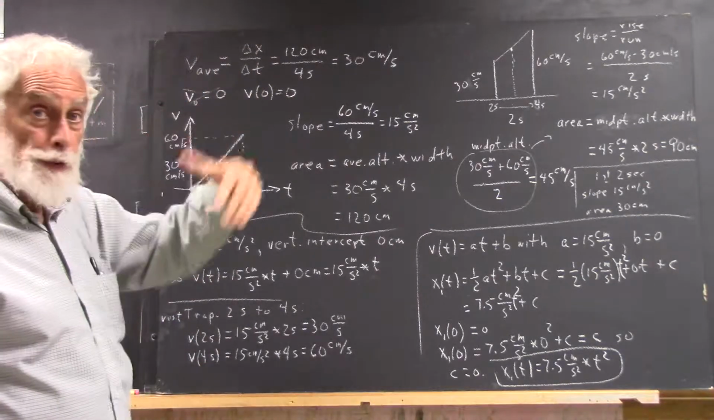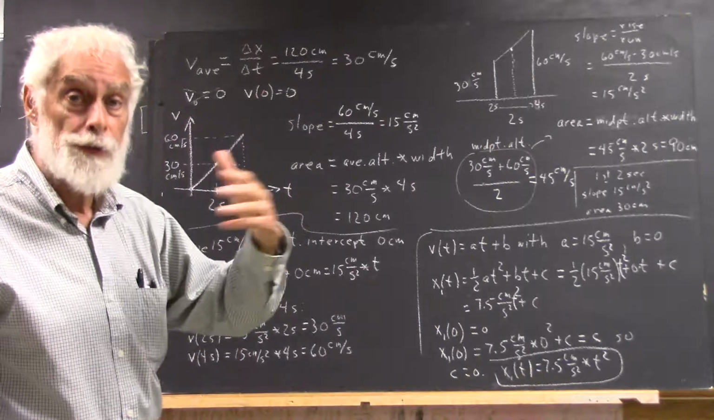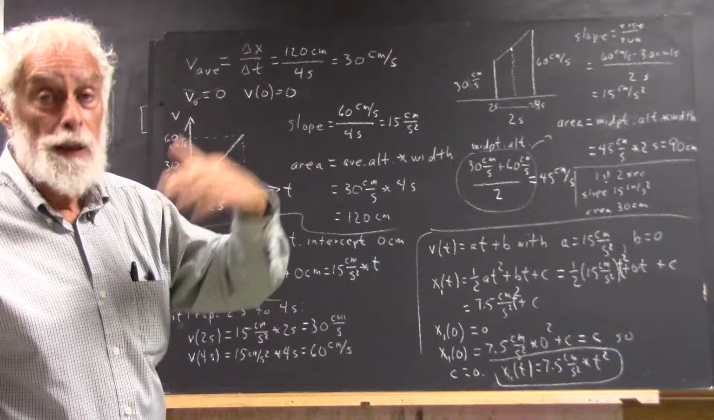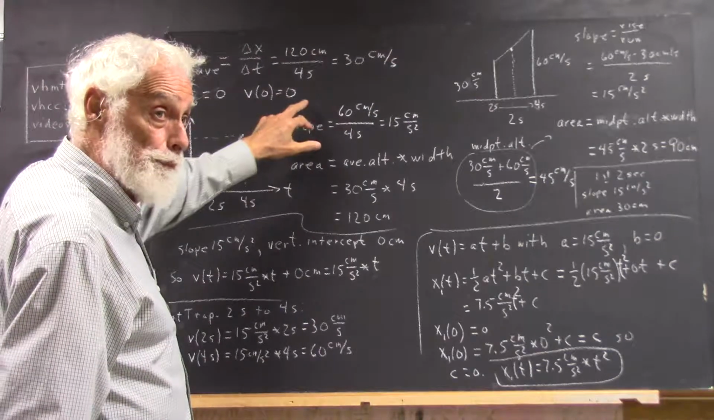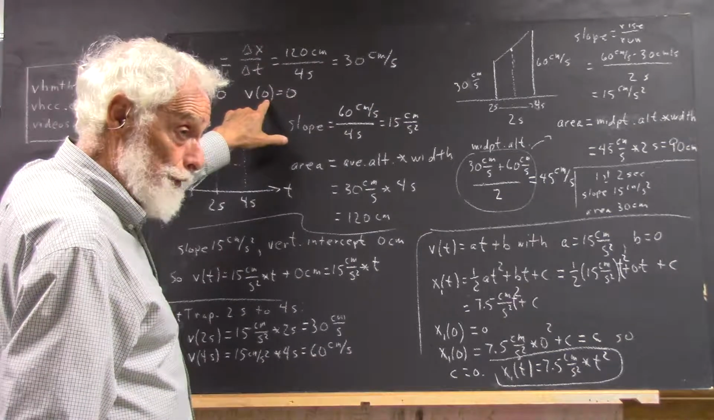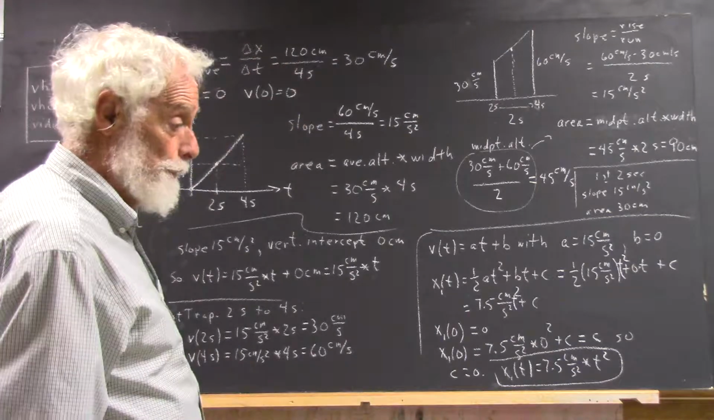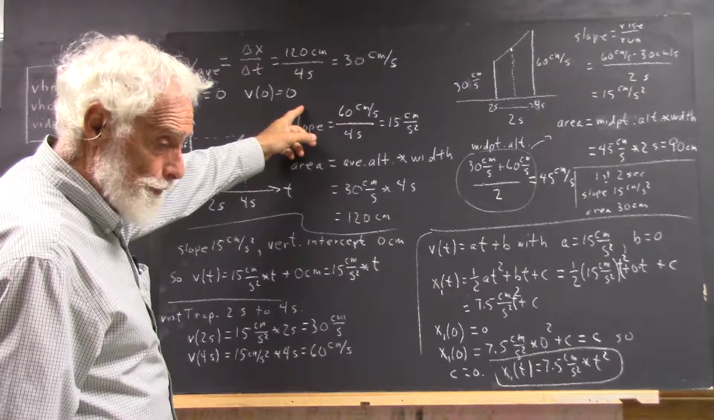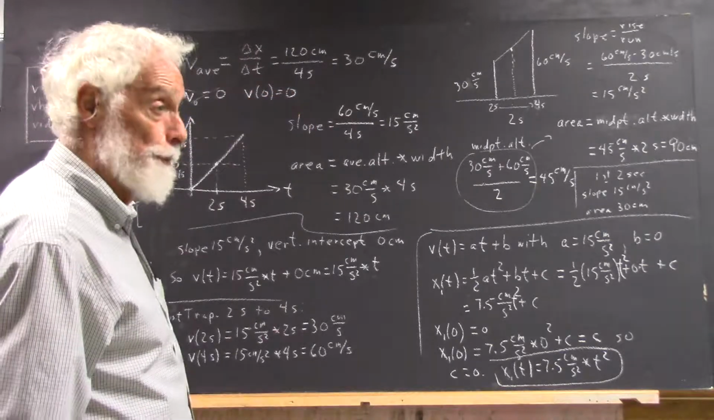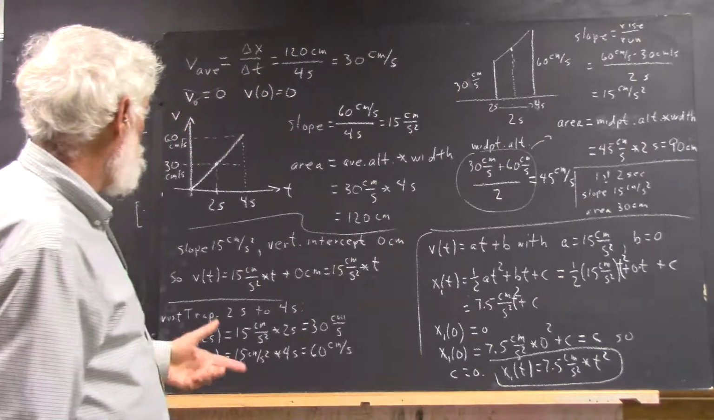fact that the velocity starts at 0, that is, that the ball starts from rest at time 0, as v of 0 equals 0. At 0 seconds, the velocity is 0 centimeters per second. And I could have put 0 seconds here, 0 centimeters per second here to be completely consistent. Maybe I should have. It's not a bad practice.